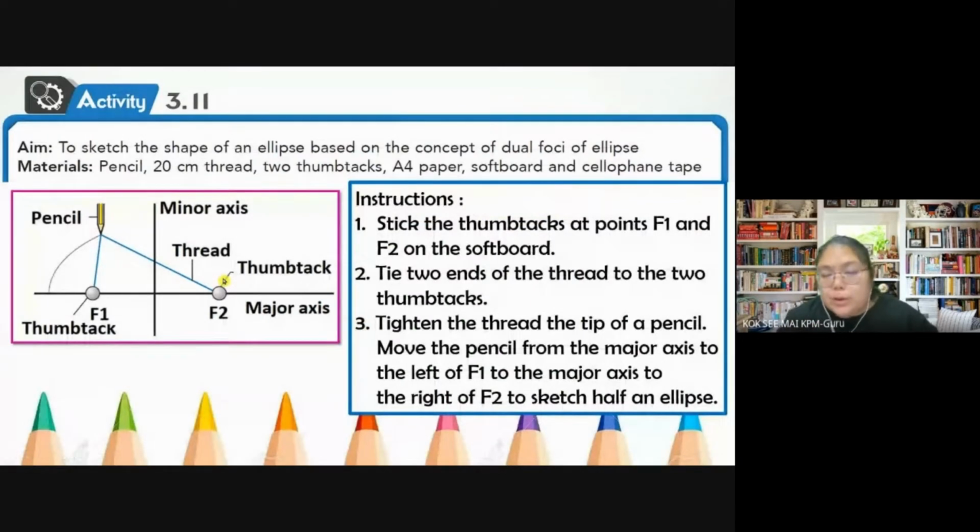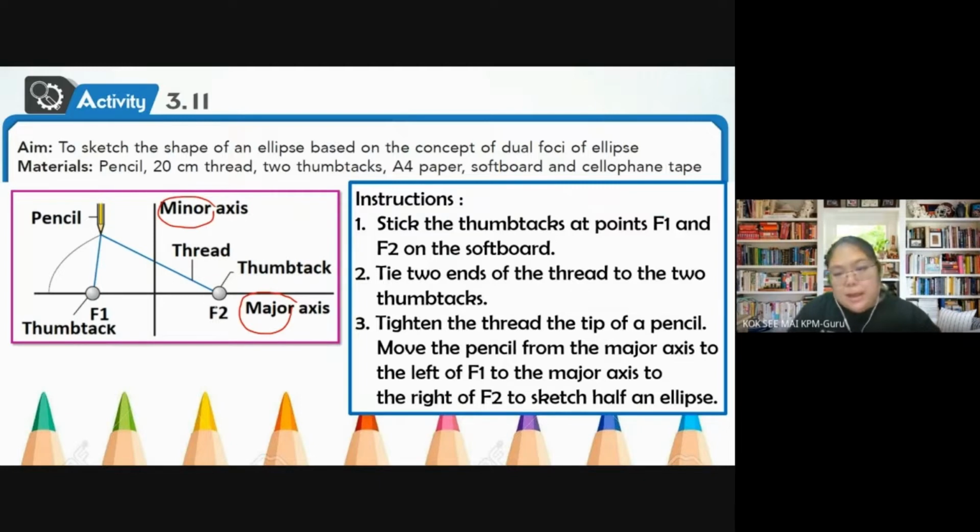Suppose you can produce an ellipse shape by this technique, how to draw it. You want to sketch the shape of the ellipse based on the concept of the foci of the ellipse. Now you need a pencil, a 120 cm track, and 2 thumb tacks. You draw a straight line, which we label as the major axis. Then you draw a vertical line, the minor axis.